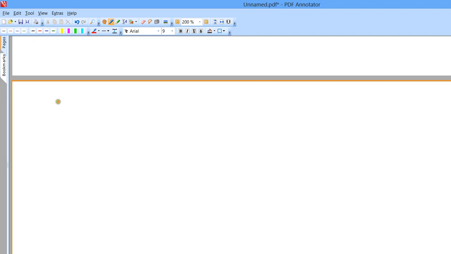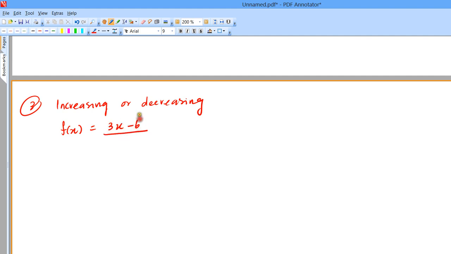Okay, next number 3, increasing or decreasing. So increasing and decreasing is really based on the first derivative. So we have function f(x) equal to (3x minus 6) divided by (x plus 2).